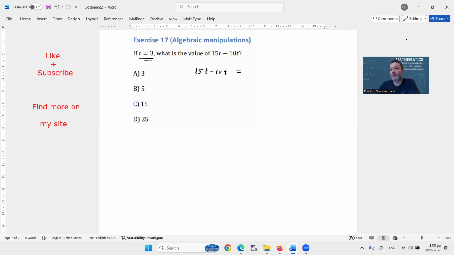First of all, 15t minus 10t is only there to trick us, because they're using the same variable, so 15t minus 10t should be equal to 5t. And then we know that when t is 3, the corresponding output value would just be 5 times 3, which equals 15. So that's it. A super easy question, if you ask me.